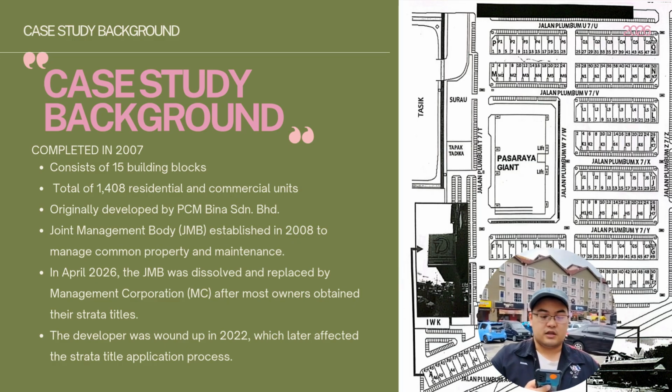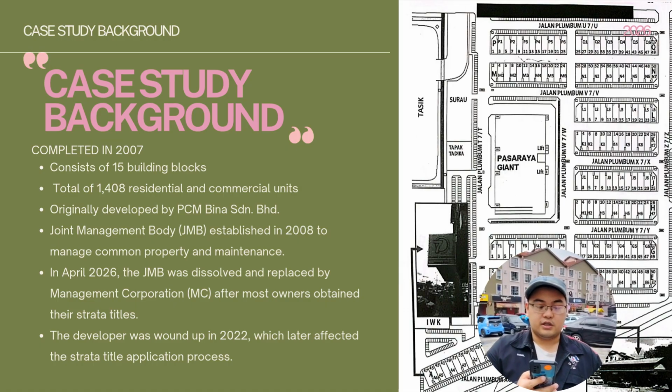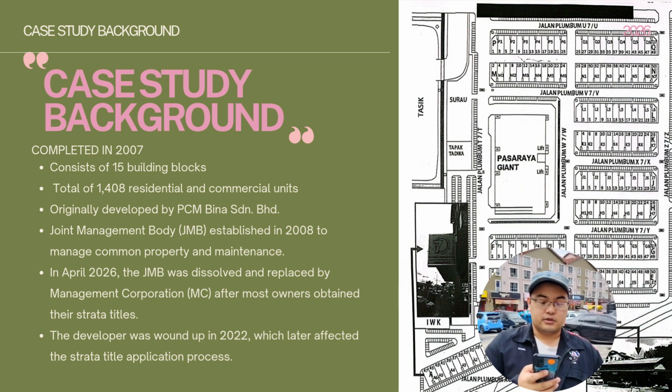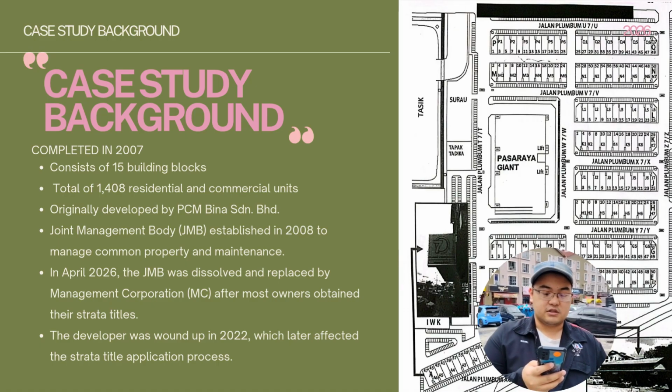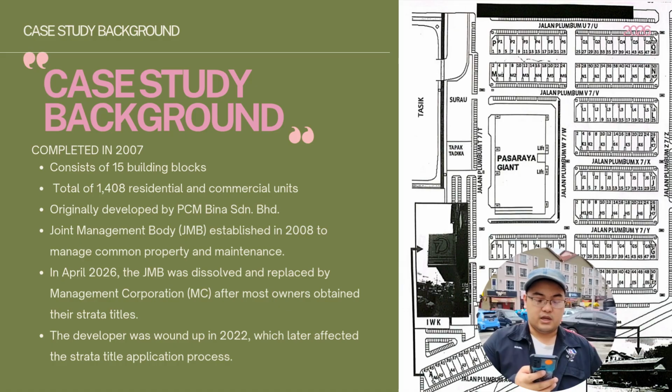Our case study was conducted at Section 7 Commercial Center, Shah Alam. The commercial development was completed in 2007 and consists of 15 building blocks with approximately 1,408 residential and commercial units. The project was originally developed by PCM Bina Sdn Bhd. Based on our interview, the Joint Management Body (JMB) was established in 2008 to manage and maintain the common property, including public facilities and shared infrastructure. The management operated independently without appointing an external managing agent and successfully managed the development for many years.